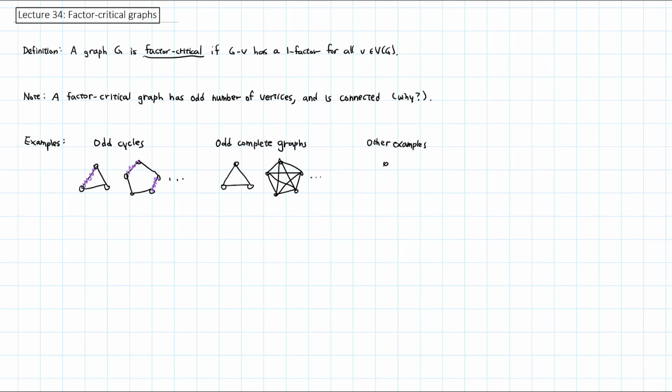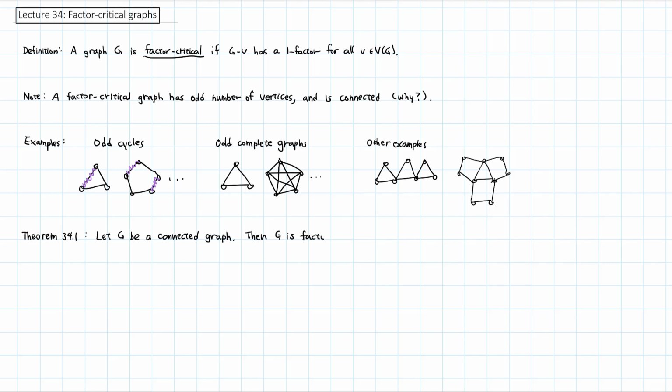But there are other examples too, and here are 2 of them. It is not entirely straightforward to show that these are factor critical, but later we will find a way to generate all possible factor critical graphs. Now it should be clear that in a factor critical graph, every vertex is avoidable. But the converse is also true, and that is our first result here. Let G be a connected graph. Then G is factor critical if and only if every vertex of G is avoidable.